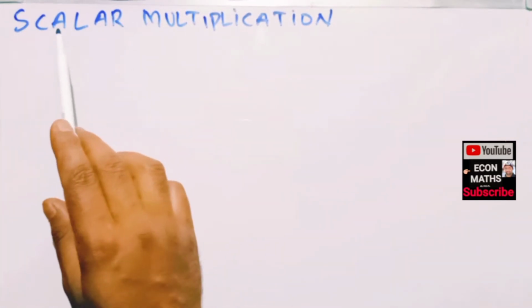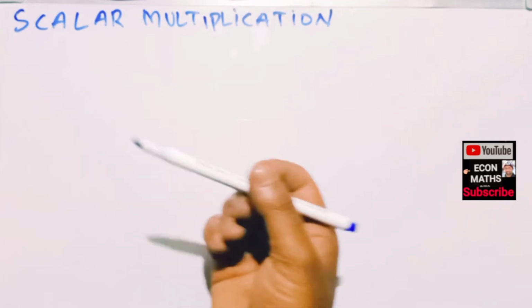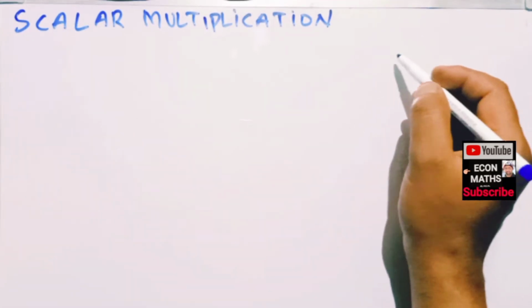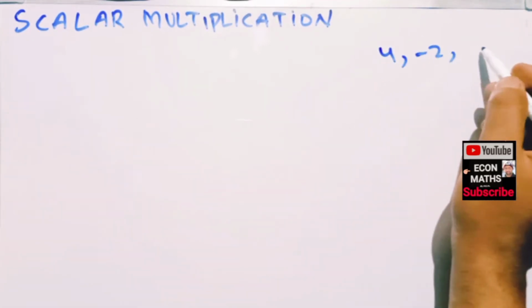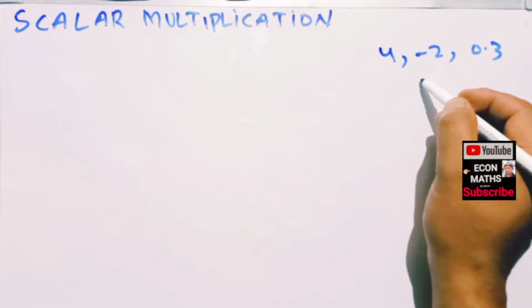Now we have a topic, that is scalar multiplication. In matrix algebra, a simple number, let us say 4, minus 2 or 0.3, these simple numbers are called scalars.